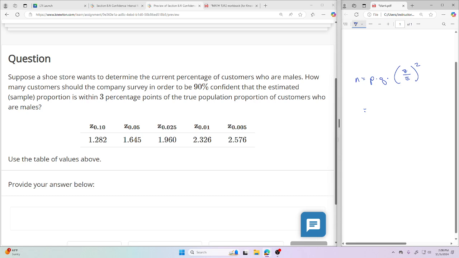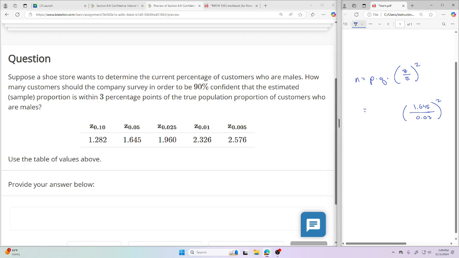Suppose a shoe store, this and that. We got 90% confidence. So 90, do you remember what the Z-score is for 90? 1.645. Have you memorized that? Good! That's awesome. It says within 3 percentage points. I believe that they want you to do this. I could be wrong, but we're going to double check it, okay? I think that's what they mean by 3 percentage points, is 3%.